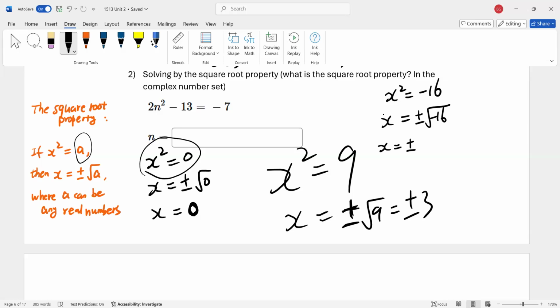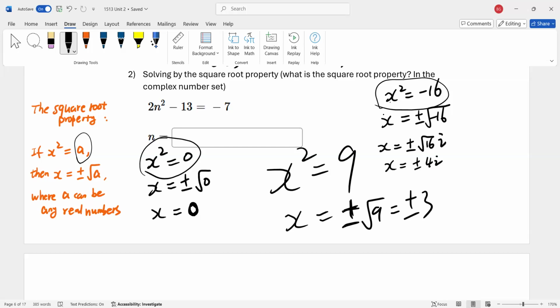When you see the square root of a negative number, do you apply that formula right away? Rewrite the square root of -16 as the square root of 16i. And the square root of 16 is 4, so we have plus minus 4i. Yes, this equation does not have solutions in the real number set, but in the complex number set, it has two solutions. One solution is 4i, the other solution is negative 4i.